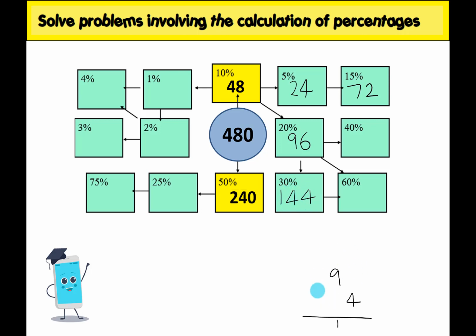How will I find my 40%? How is it linked to the 10% or to the 20%? I could take this number, my 10%, and times it by 4, because 10 times 4 is 40. Or I could just double my 20% number. So if I take my 96 and multiply it by 2, 6 times 2 is 12, 9 times 2 is 18, plus 1 is 19. I have my 40%.